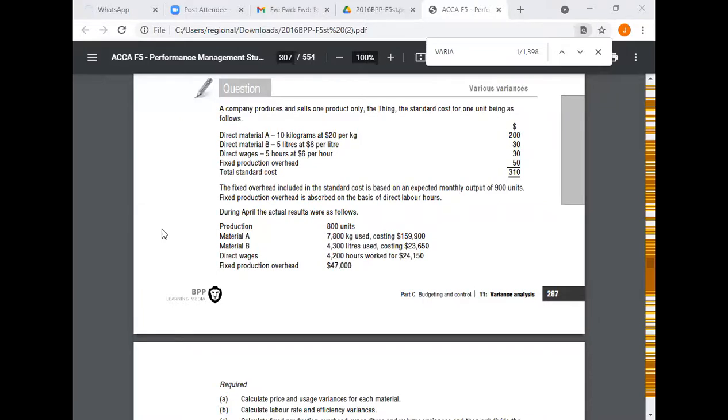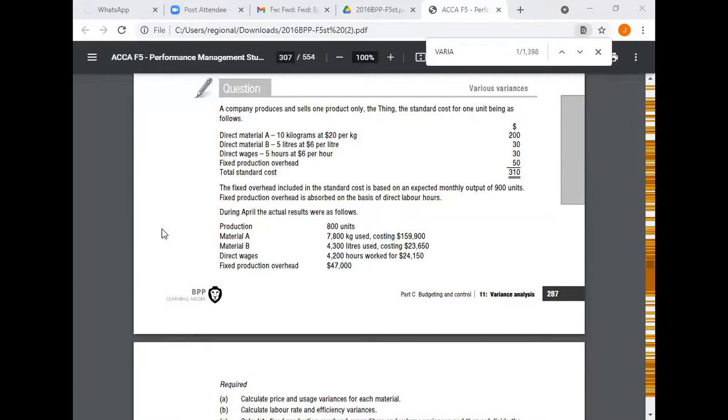Material B, I can see 5 liters at $6 per liter. So I'm following this formula. Is there anybody who is able to pick the standard price? In this case, this will be standard price per liter, the smallest unit of measure, liter. So the standard price per liter is 6, minus the actual price per liter.